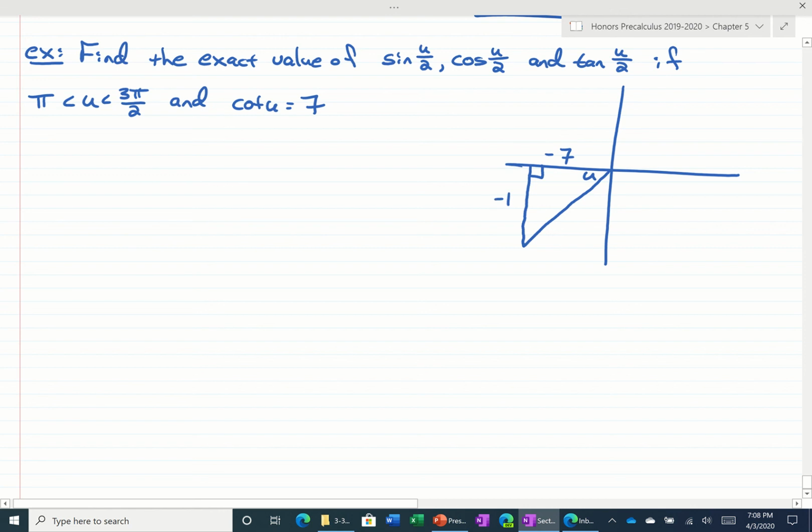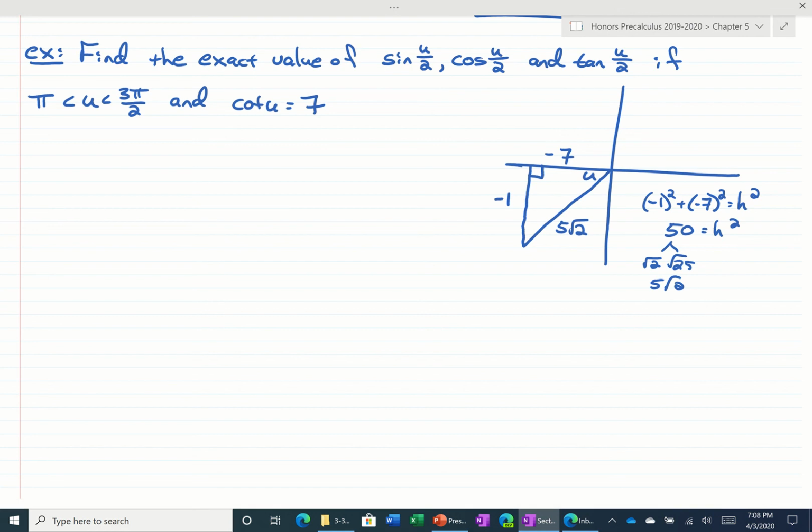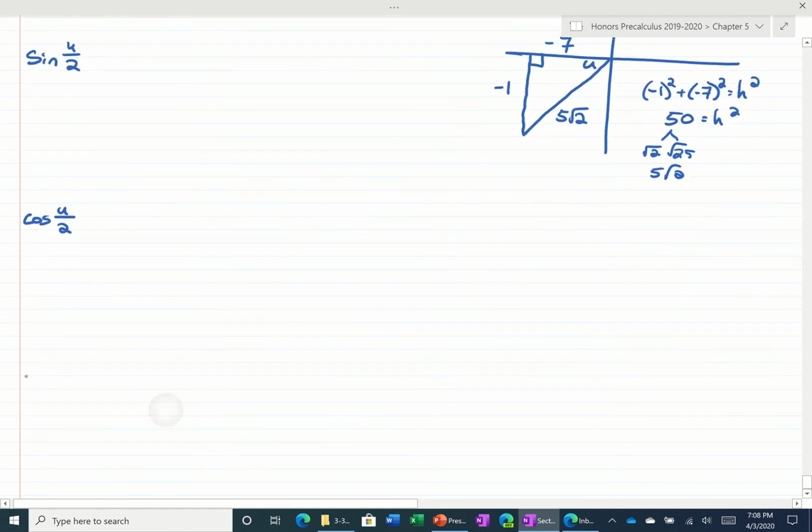Anytime we go left or down, it's negative. And if we do the Pythagorean theorem, 49 plus 1 is 50. That's 2 and 25. And we get 5 root 2. Okay, so let's figure out what each of these would be. We're going to find the sine of u over 2, the cosine of u over 2, and the tangent of u over 2.